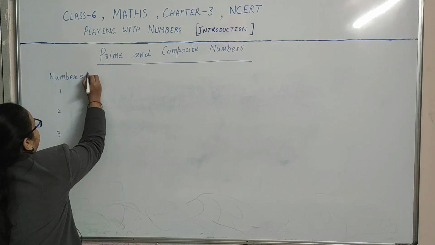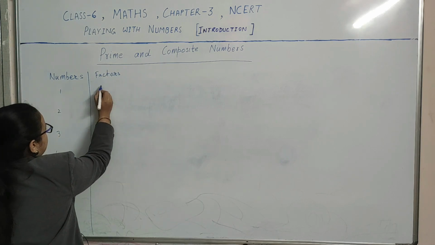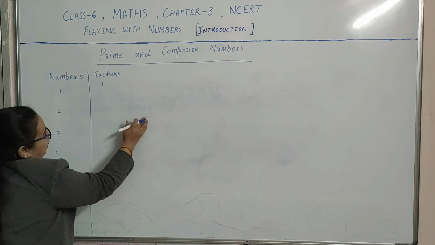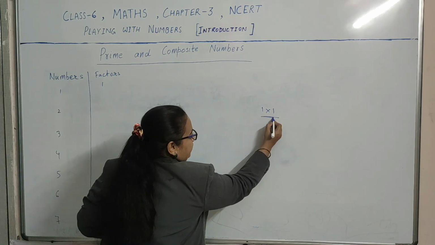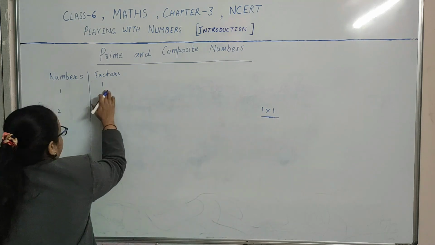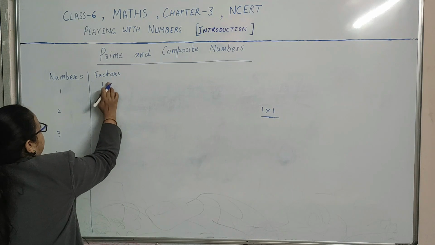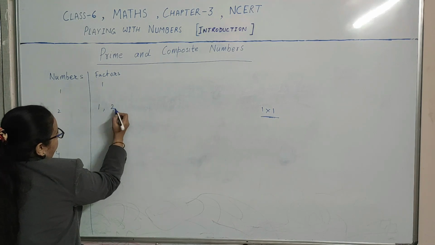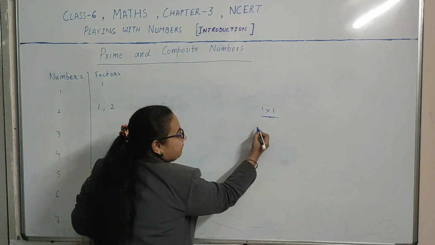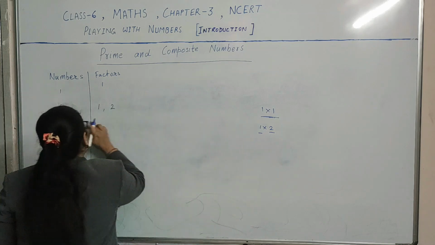Then I will write their factors. So 1 has how many factors? 1 has only one factor because 1 can only be written as 1 multiplied by 1. There is only one way by which 1 can be represented as a product of numbers. So the factor is 1. What are the factors of 2? The factors of 2 are 1 and 2. Why? Because 2 can be represented as 1 multiplied by 2. So these two are the factors of 2.